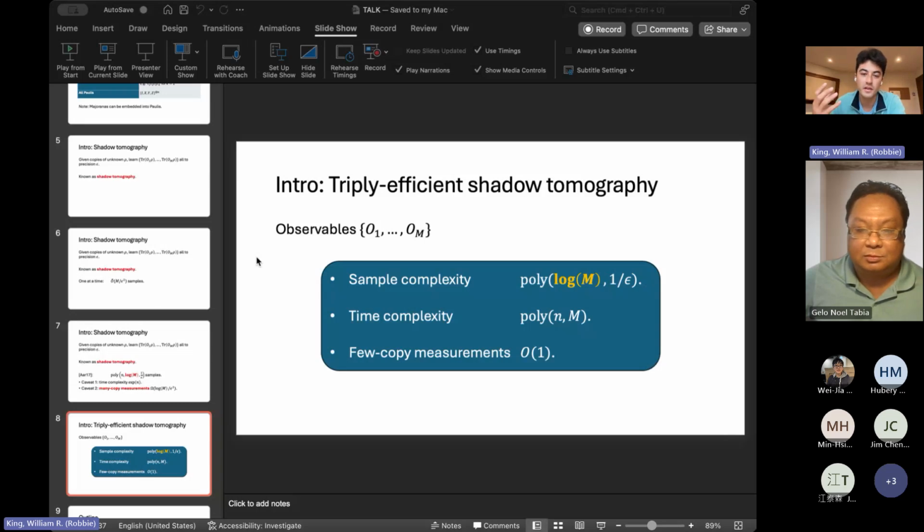Because if you have to do full state tomography, you would need a number of copies that scales like the dimension of Hilbert space, maybe even the dimension squared of Hilbert space, I think. So this is a lot. This is like 2 to the n. This is much more than what we're trying to achieve here.